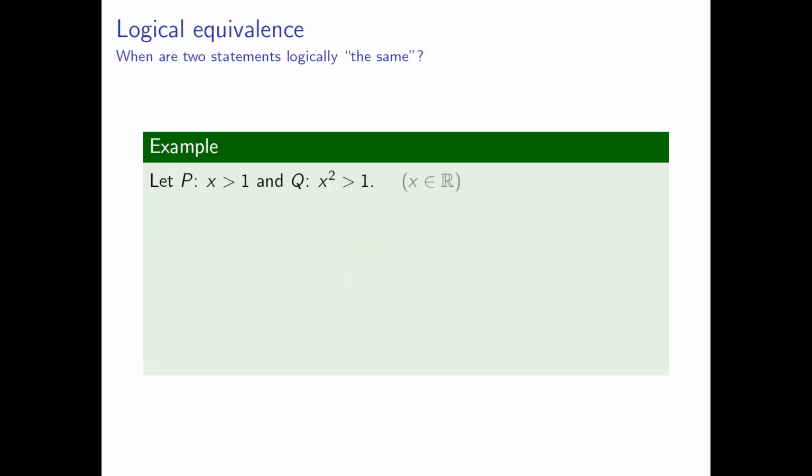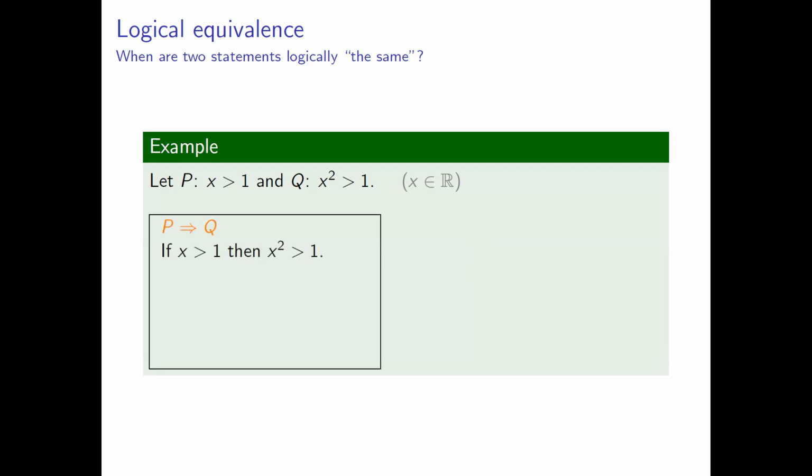To illustrate, let x be a real number and let P be the sentence x is greater than 1, and let Q be the sentence x squared is greater than 1. Since x is a variable, P and Q are predicates, not propositions. However, we can combine them using logical operators and determine whether the resulting statements are logically equivalent or not. We define logical equivalence of statements made up of predicates in the same way that we do for statements made up of propositions.